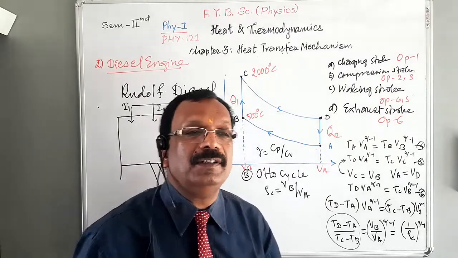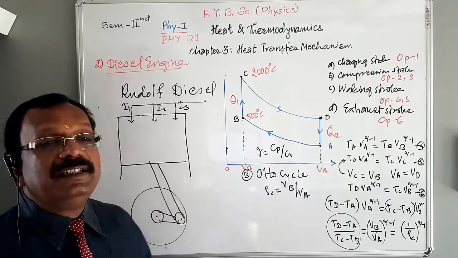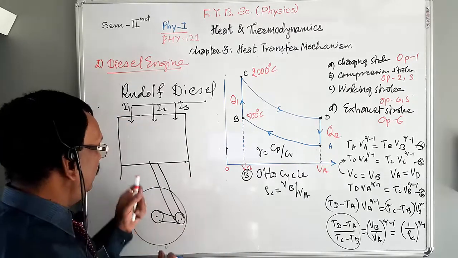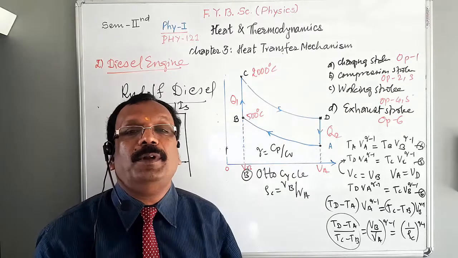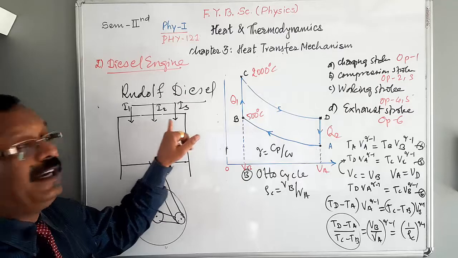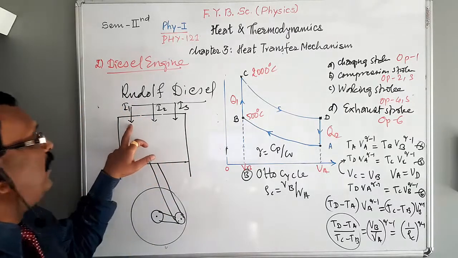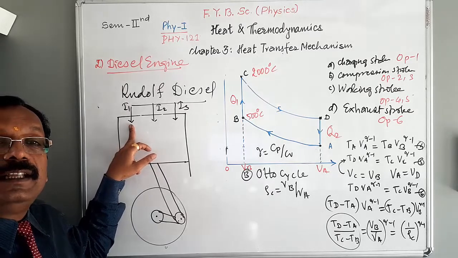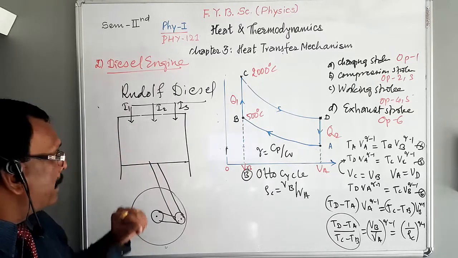Again, I am going to repeat. The diesel engine consists of a cylinder fitted with an airtight and movable piston and a controlled system of three valves, I1, I2 and I3. Valve I1 is the air inlet valve. Through this valve, air is taken inside the cylinder.